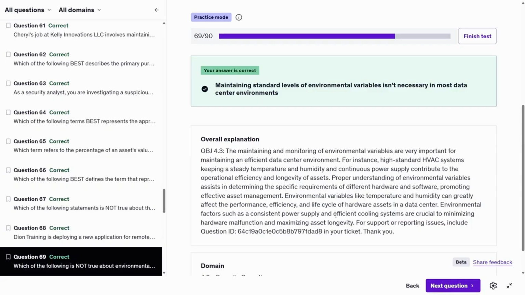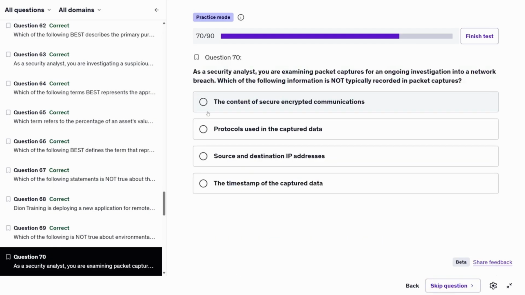Proper understanding of environmental variables assists in determining the specific requirements of different hardware and software, promoting effective asset management. Environmental variables like temperature and humidity can greatly affect performance, efficiency, and lifecycle of hardware assets in a data center. And environmental factors such as consistent power supply and efficient cooling systems are crucial to minimize hardware malfunction and maximize asset longevity. As a security analyst, you are examining packet captures for an ongoing investigation into a network breach. Which of the following information is not typically recorded in packet captures?